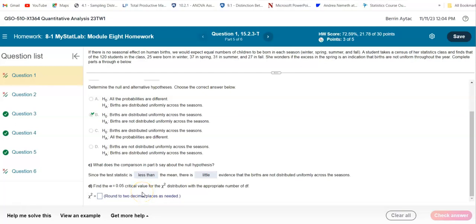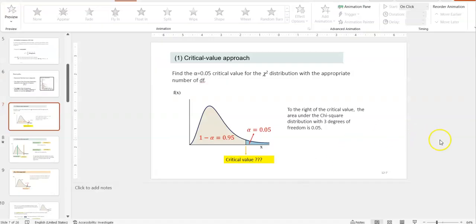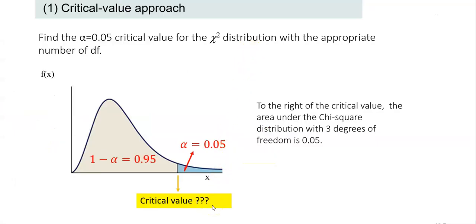Okay, part C asks: find the 0.05 critical value for the chi-square distribution with the appropriate number of degrees of freedom. We have defined the hypothesis and calculated the test statistic. Now we need to evaluate whether this test statistic supports the claim in the null hypothesis. How do we make this decision?